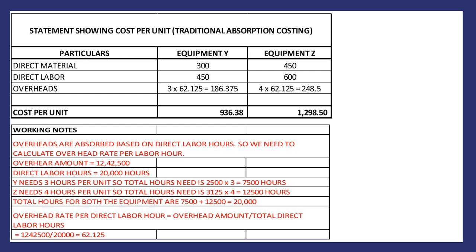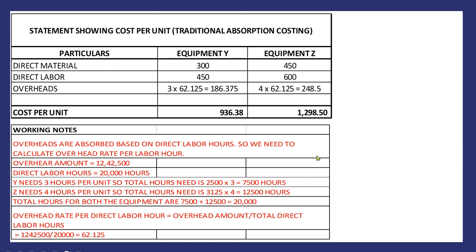In the traditional absorption costing method, overheads are allocated to the product, equipments here, based on the direct labor hours. So we need a working note here. I calculated the amounts as 186.375 and 248.5. But how I got this answer, I explained down here in the working notes.